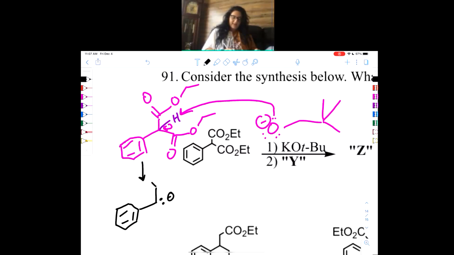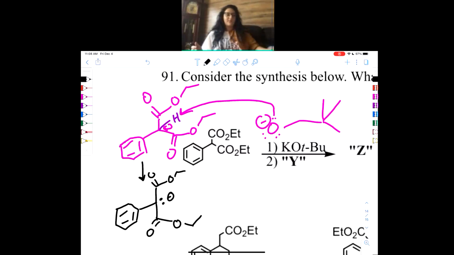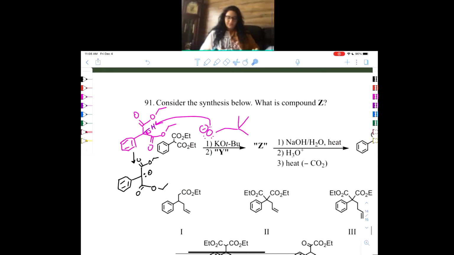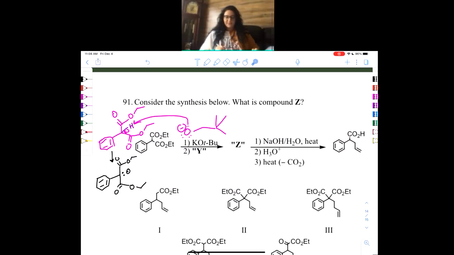Alrighty, so now that we have that negative charge, what would be the next step usually? An SN2 like reaction, exactly, and you would end up adding what kind of group to our carbon? An alkyl group, exactly. So in this case, we don't know what Y is, but we know that it's going to be some kind of alkyl group. So if we zoom out, they actually gave us the answer.